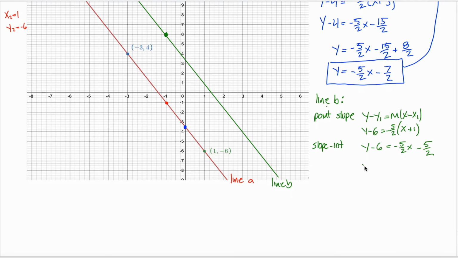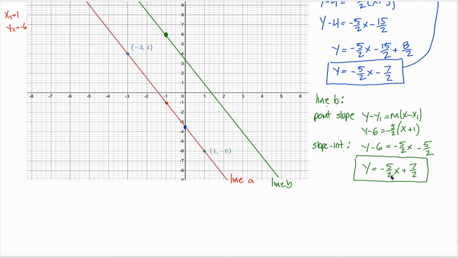And then add 6 to both sides of the equation. Y equals negative 5 halves x plus whatever I get when I add negative 5 halves and positive 6. Well, let's see. Positive 6 is the same as 12 halves, and 12 halves minus 5 halves is 7 halves. So the slope-intercept form of line B would be y equals negative 5 halves x plus 7 halves.